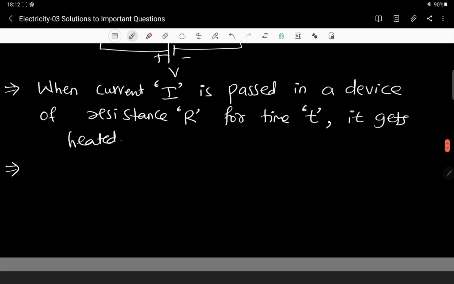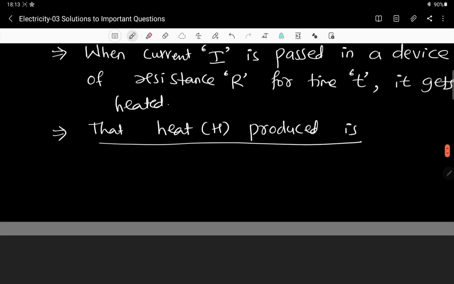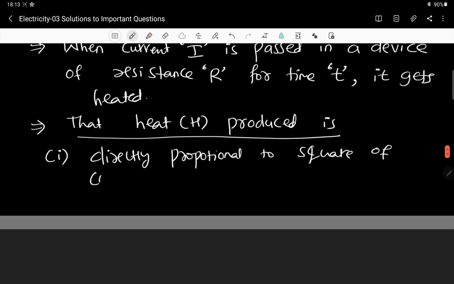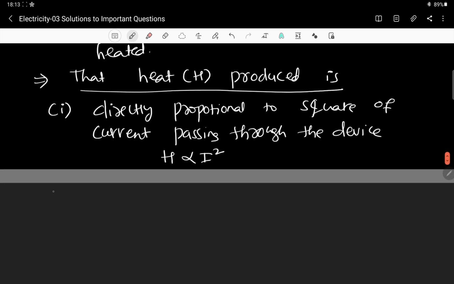Then Joule's law of heating says that the heat produced, H, is, first one, directly proportional to the square of the current passing through the device. All right, so H is directly proportional to I square. So this is the first one.